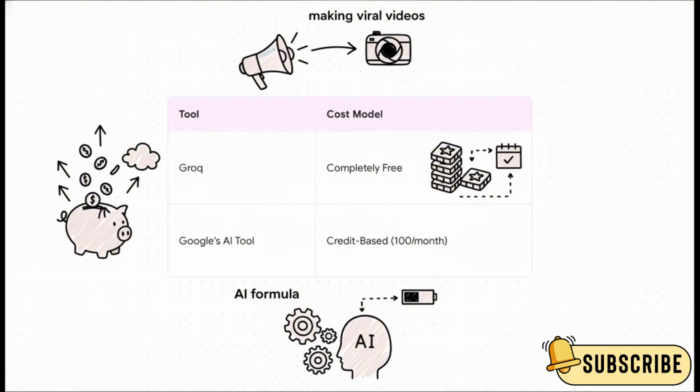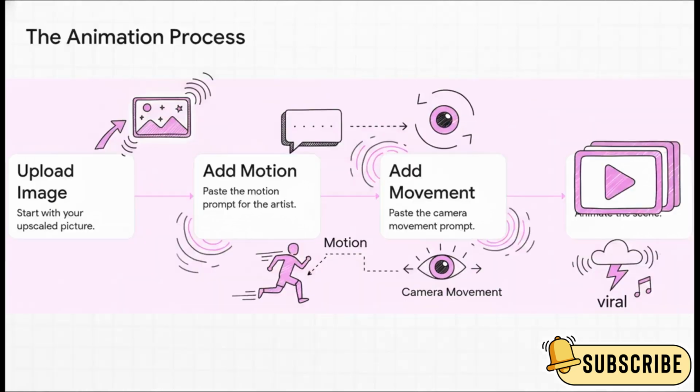Now, when you're ready to animate, the source material points to a couple of main paths. You've got totally free tools out there like Grok, and then you have more powerful credit-based systems from the big guys like Google, which might give you something like 100 free animations a month. And surprise, surprise, the animation part is also all about prompts. You take your nice high-res image and you give the AI two separate instructions: a motion prompt that describes what your character is doing, and a camera movement prompt that tells the camera where to go.